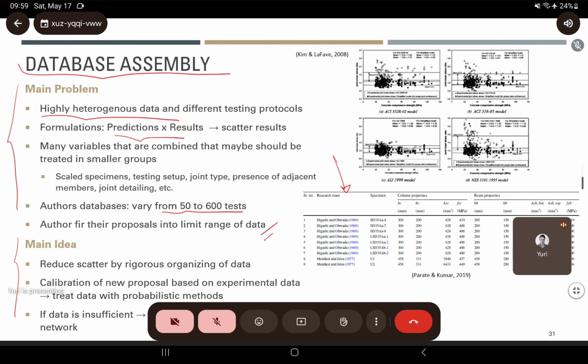So what we want to do is have thorough control of the data. We want to reduce scatter as much as possible by organizing the data really well. So we want to assess many design parameters, and we want to group them in a way that we can better see how the data deviates from experimental results. And if there is insufficient data, as we said, we're going to create synthetic data.